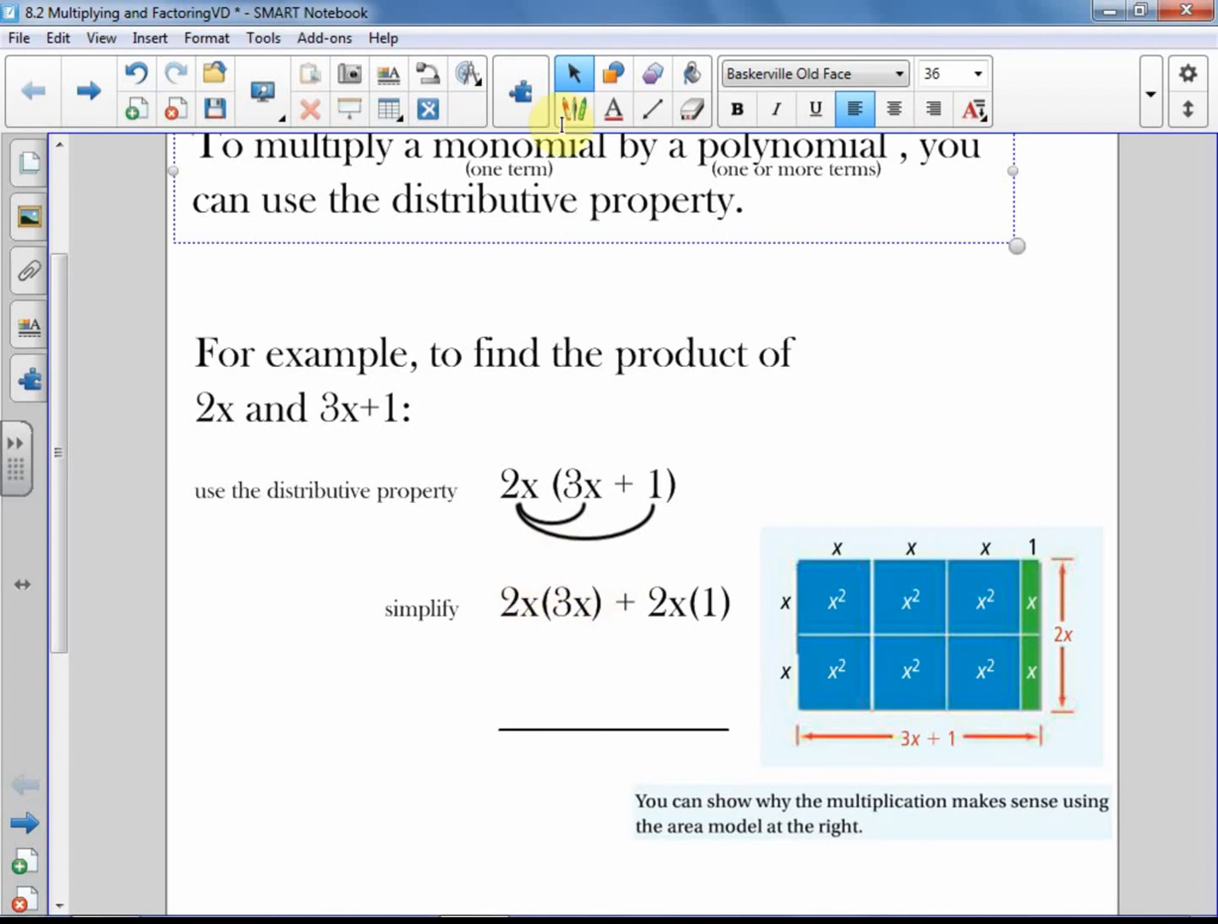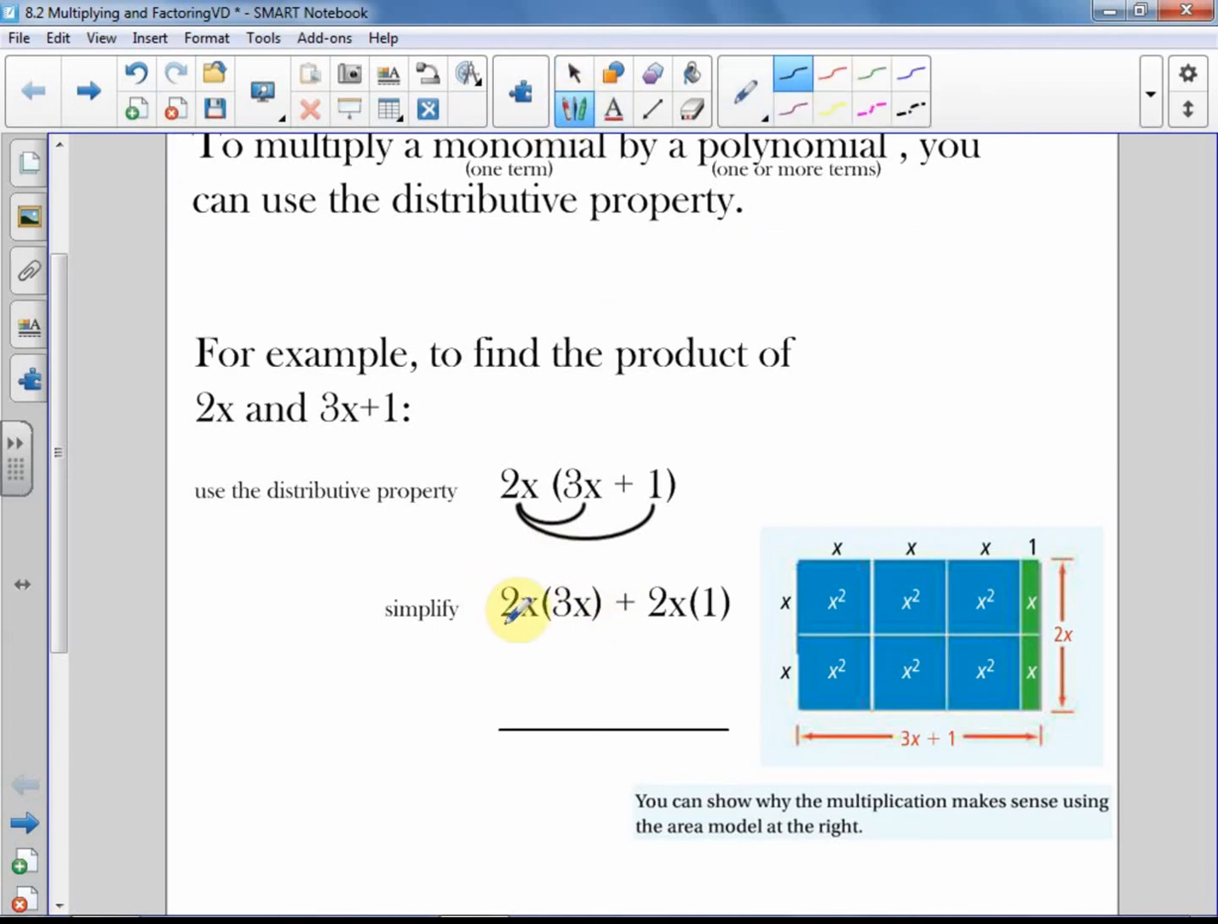So I'm going to multiply my coefficients first. 2 times 3, I have 6. And I'm going to multiply my powers. So I have x to the first power. Remember, if there's no exponent, we know that it is to the first power. So I'm going to keep my base and add my exponents. So x times x is x squared. Now I'm going to multiply 2x times 1, so plus 2x.